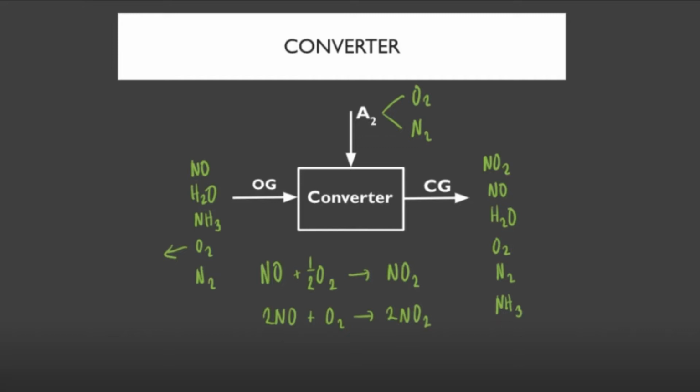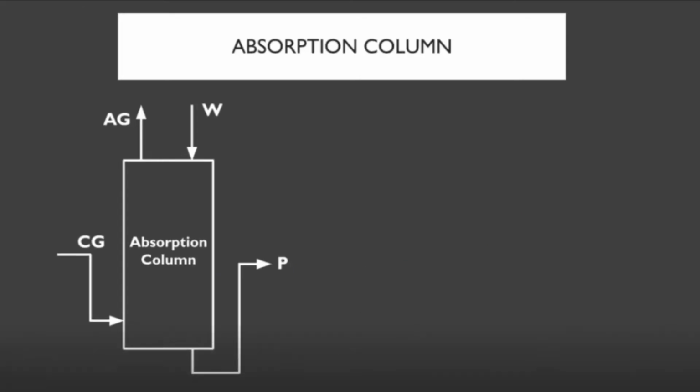Finally, let's proceed to the last step of the process. The absorption column consists of 4 streams, that is 2 inlet streams and 2 outlet streams. The first inlet stream is CG, or converter gases. Earlier, we pointed out that this consists of NO2, NO, H2O, O2, N2, and if there is still some ammonia left over. Our other inlet stream is our absorbent, or water. Usually, pure water is used to absorb the NO2 in the converter gases. So, for calculation purposes, we would say that our absorbent is 100% water.